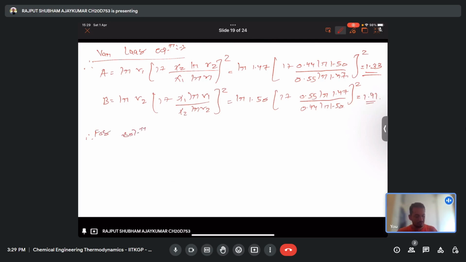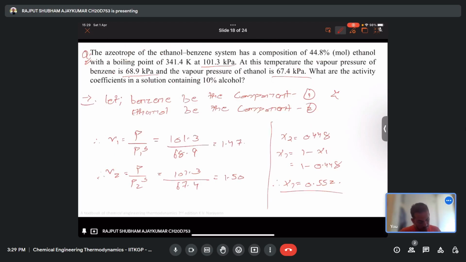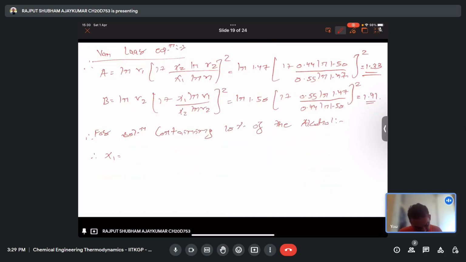For solution 10% of the alcohol, therefore ethanol is taken as component 2. So x1 will be... x2 is ethanol, that is alcohol. The 10% is 0.1 and the remaining will be 0.9, that is benzene.